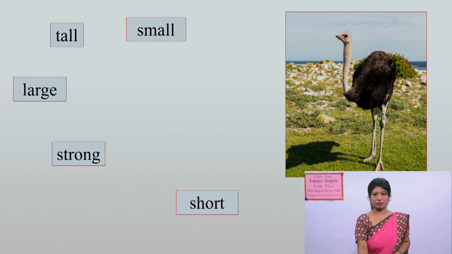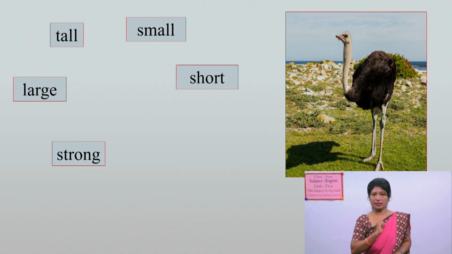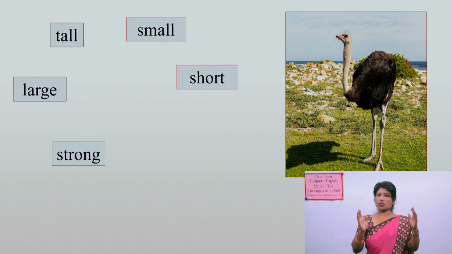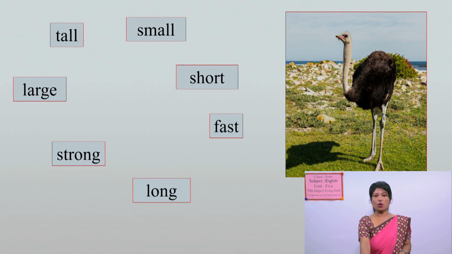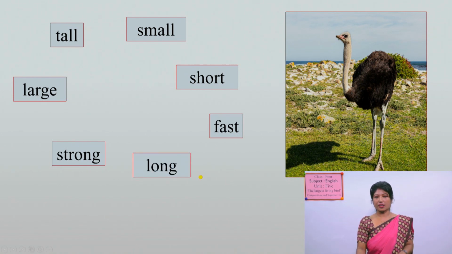Next word, short. What is the comparative form of short? Short, shorter, the shortest, सबभन्दा छोटो है. Next, fast. What is the comparative form of fast? Fast, faster, the fastest. Likewise, long. What is the comparative? Long, longer, the longest.